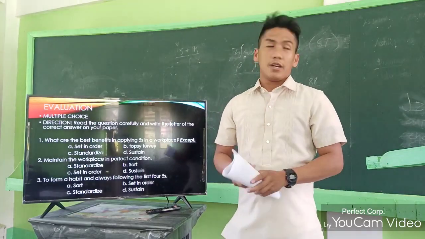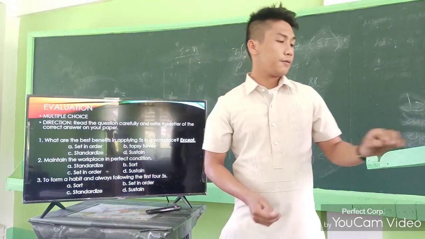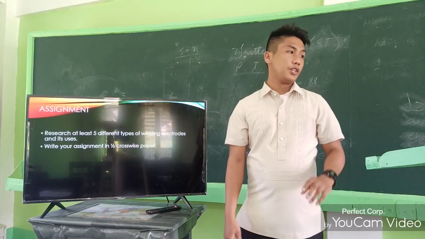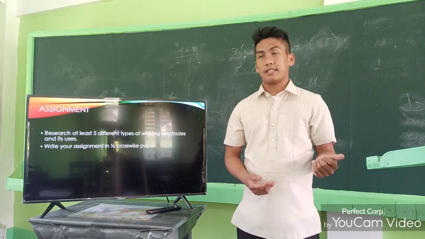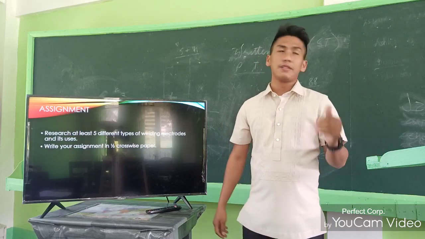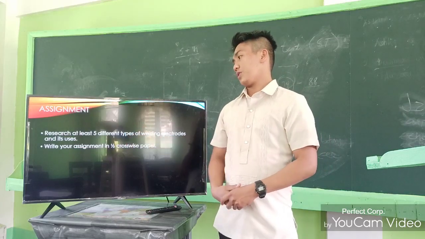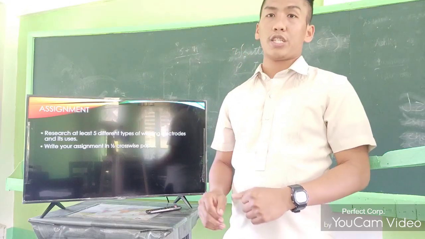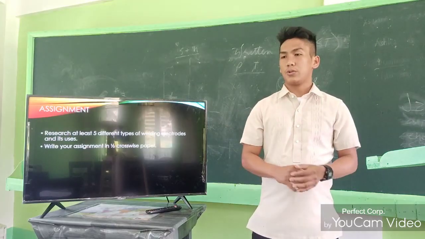Very good. So class, before we end up our lesson, we have an assignment to be answered in your notebook, and as well as to be passed. No? So at the assignment, research at least 5 different types of welding electrodes and its uses, and write this in a 1/2 crosswise paper. Okay? Okay, so just take note in your notebook.